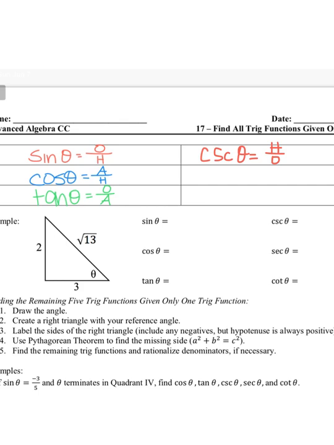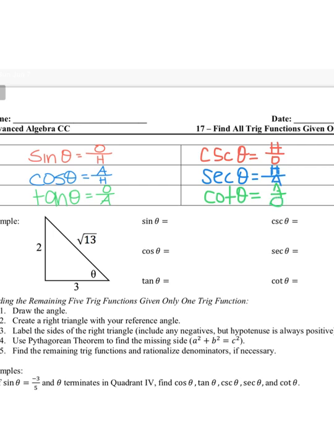The reciprocal of cosine is secant. So if the cosine of theta is adjacent over hypotenuse, that means that the secant is hypotenuse over adjacent. That's an H on top. Reciprocal of tangent is cotangent. And if tangent is opposite over adjacent, cotangent is adjacent over opposite. You're just going to flip it. That's literally all you're doing.